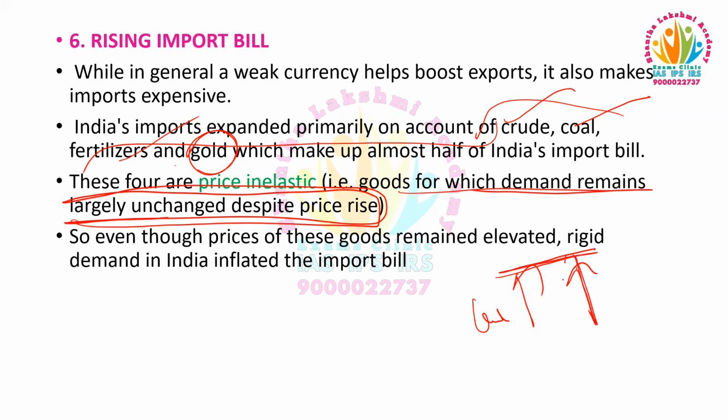It is not reducing, right? So these come under inelastic goods. So half of India's imports depend on these goods only: crude, coal, fertilizer, and gold, which caused the rising import bill.